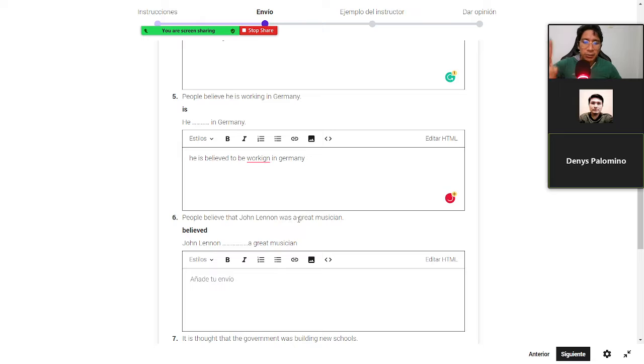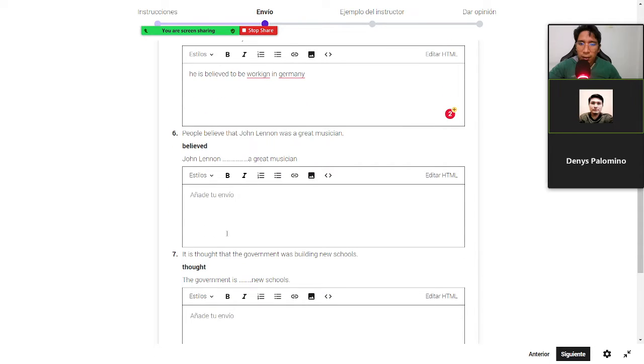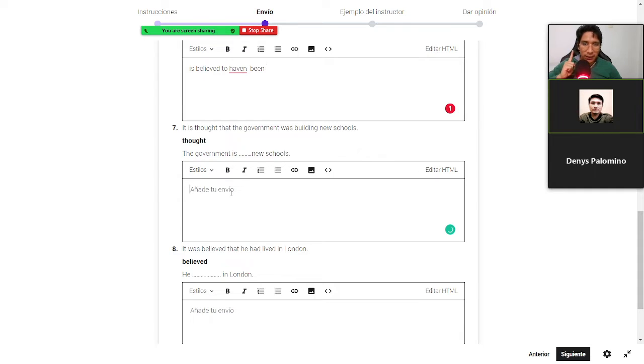People believe that John Lennon was a great musician. John Lennon is believed. Ahora analicen, mira. Las personas creen que John Lennon fue un gran músico. To have been. Haber sido un gran músico. ¿Están captando la idea? Okay. What about number 7?